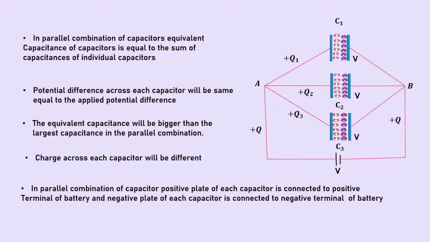In parallel combination of capacitors, the positive plate of each capacitor is connected to the positive terminal of the battery and the negative plate of each capacitor is connected to the negative terminal of the battery.